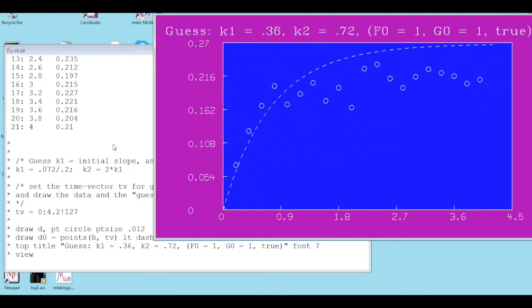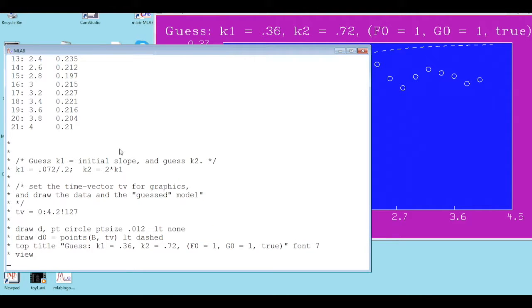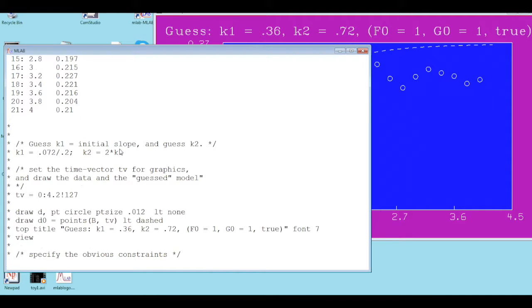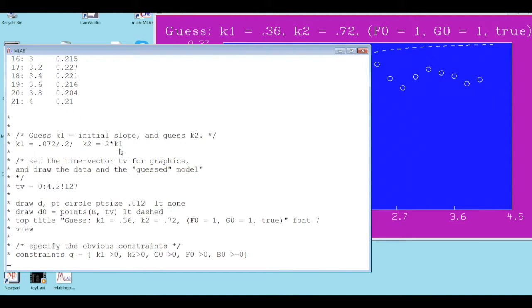Okay, back we go over here, and we will continue running our do file. So now we have another comment. Specify constraints. What we're saying here is, in order for this to make chemical sense, we need K1 to be a positive number, and we need K2 to be a positive number. Those proportionality constants cannot be negative.